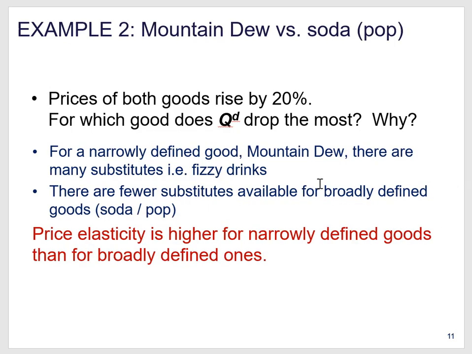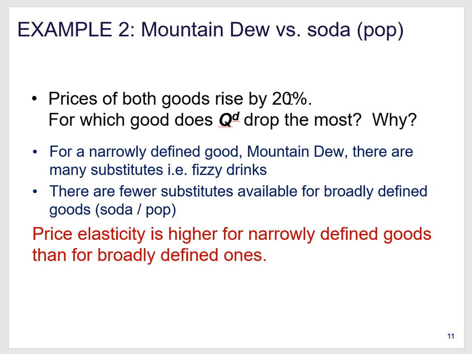So next example, we look at Mountain Dew versus soda. So Mountain Dew is a brand of carbonated drink, while soda is a range of carbonated drinks. It refers to all carbonated drinks, let's say, yeah? So let's assume that both products have prices increased by 20%.